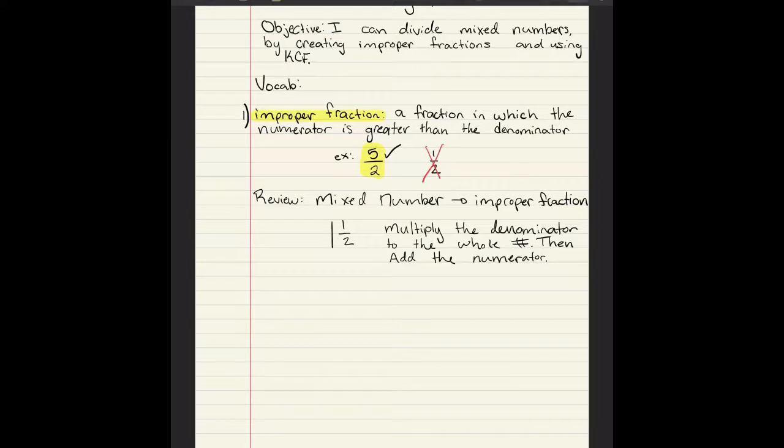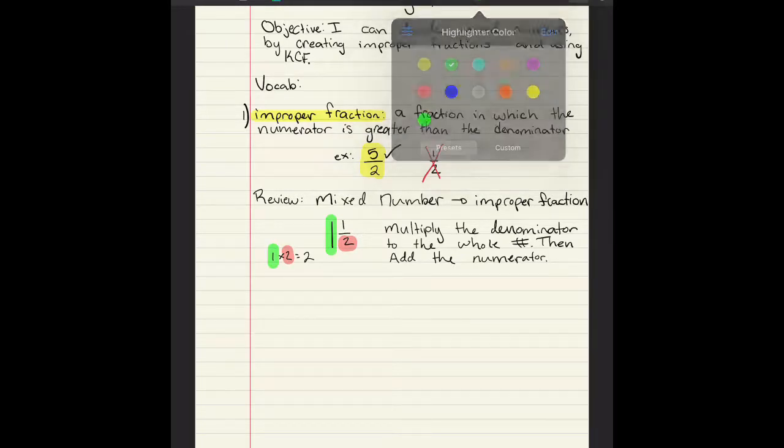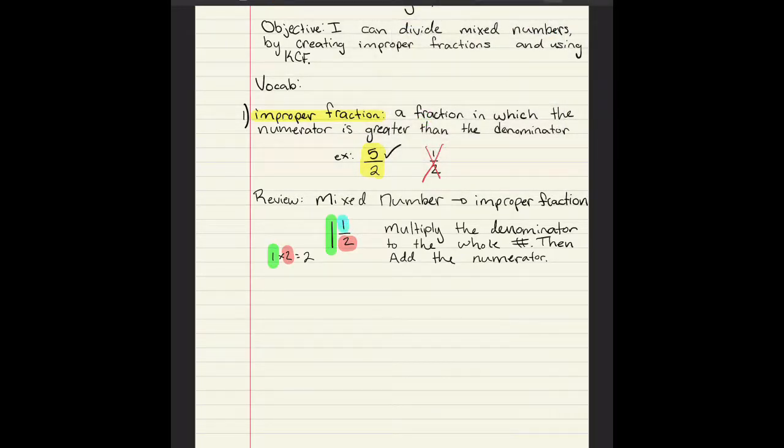So our whole number is 1, our denominator is 2. So when you multiply 1 times 2, you get 2. And our numerator is 1. So now we take our answer here and add 1. So 2 plus 1 equals 3. So now our answer is 3, and we bring our numerator down. So 1 1/2 is equal to 3/2.